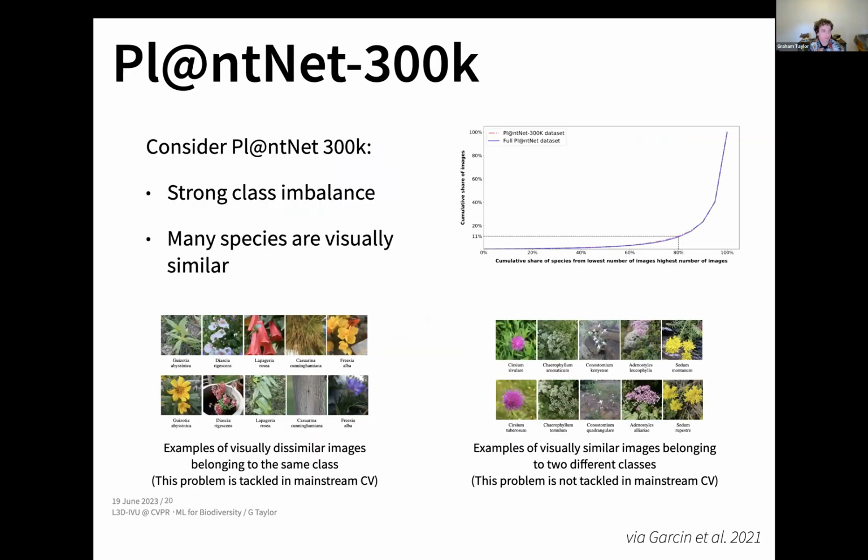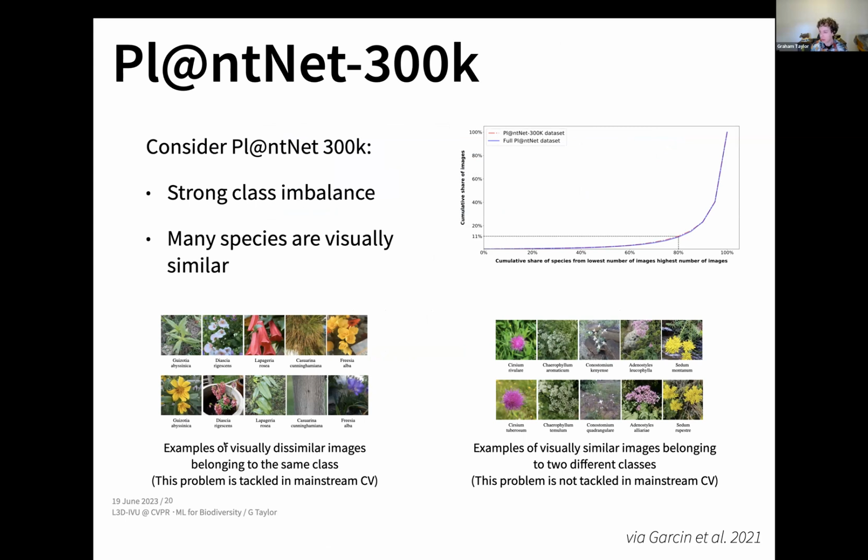Now, one of the data sets we are often working with on long-tailed recognition, distribution shift, and fine-grained recognition is Pl@ntNet. And this was part of the NeurIPS Datasets and Benchmarks track a couple of years ago. The data set exhibits strong class imbalance and also this problem that many species are visually similar.